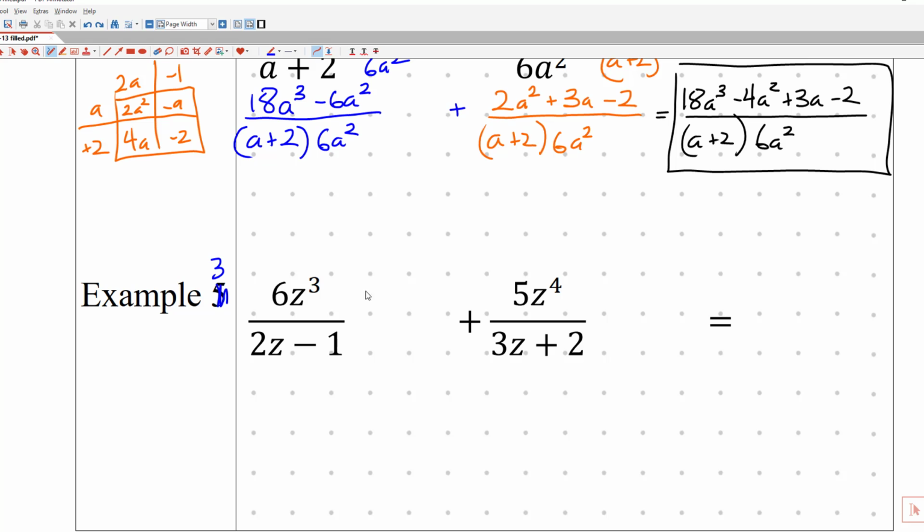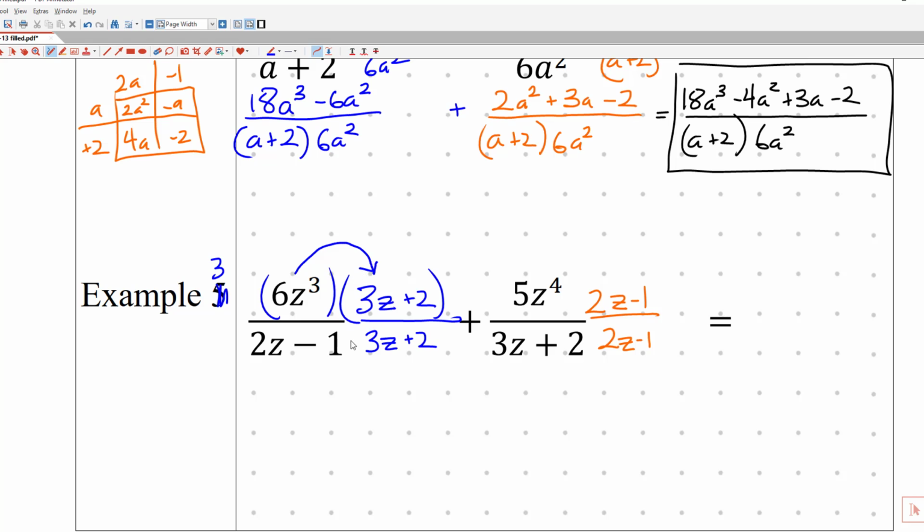All right, so I'm going to multiply this left fraction by the denominator down here, 3z plus 2 over 3z plus 2, and the right fraction by 2z minus 1 all over 2z minus 1. So again, I'm going to think of this as distributing this 6z cubed into each of these terms. So 6 times 3 is 18. Z cubed times z is z to the 4th. Think of them as adding the powers. If you don't have a power, you assume it's 1. 1 plus 3 is 4.